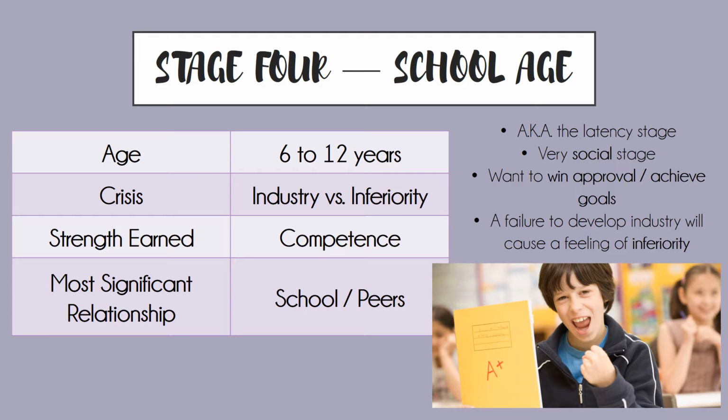Industry in the sense that these children want to win approval and feel pride. They earn competency when they're encouraged to achieve their goals. So it's a very social stage. It's where school becomes the most significant relationship, as does the relationship with their peers. So they're learning to do things, they're feeling good about achieving goals, they're feeling good about getting good grades like our guy in our picture here. But a failure to develop this will cause a feeling of inferiority. They won't feel like their strongest selves.